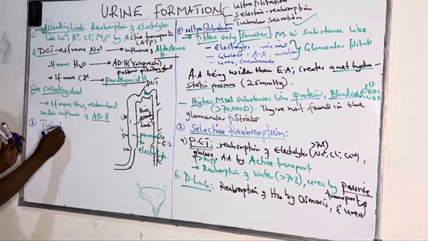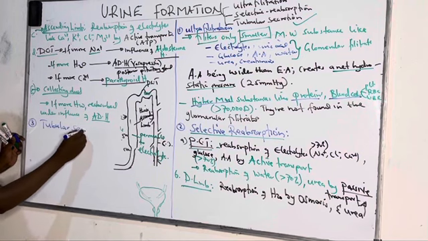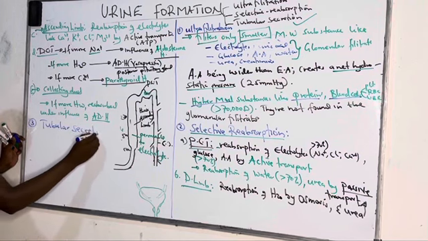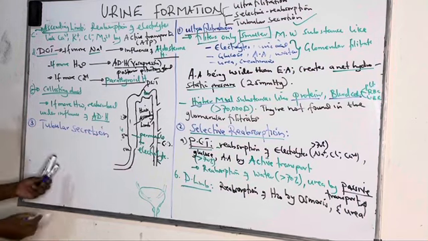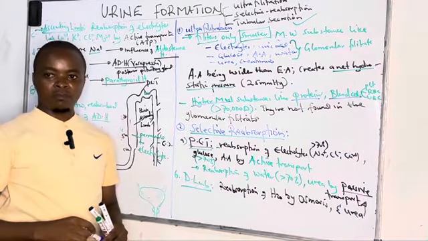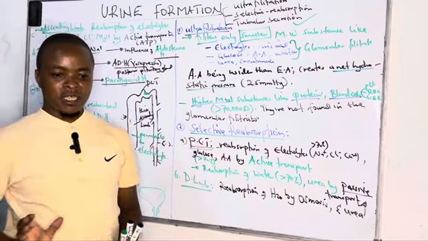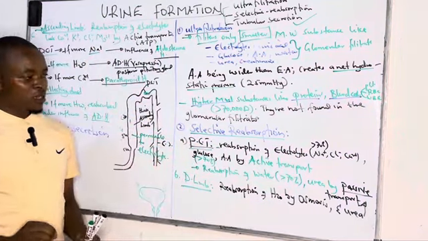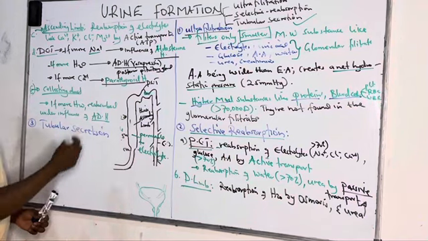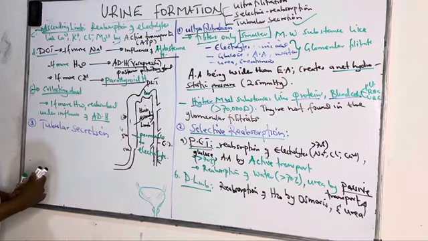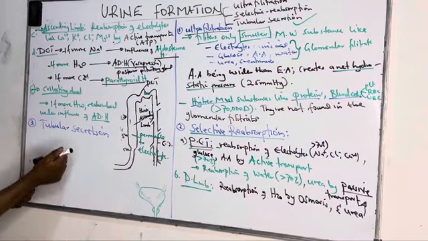Tubular secretion. Much as we are reabsorbing substances back into the blood, we also have some substances that are being secreted via the tubes of the nephron. So we are going to see which substances are secreted.